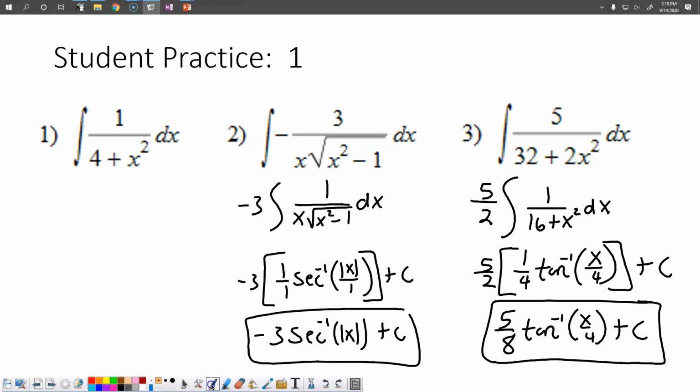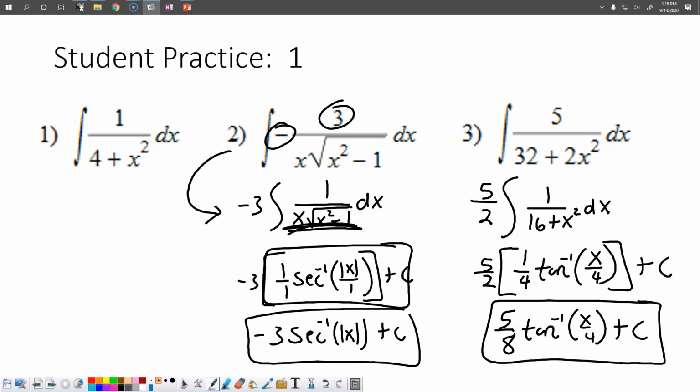Okay, so let's take a look at these. I've got the answers boxed up there at the bottom. So for number 2, the first thing was I took the negative 3 out, just like I told you I was going to. Then I applied the arcsecant rule to this because it fits the arcsecant pattern. And basically this 1 over 1, you can ignore it because it's just 1. And when you multiply it by the negative 3, you're just left with negative 3. And then here you have absolute value of x over 1, which is just absolute value of x. Okay.